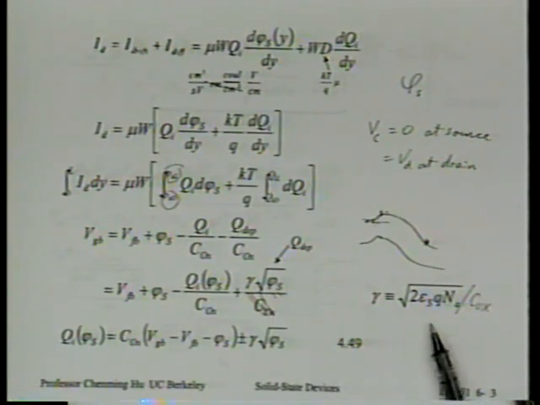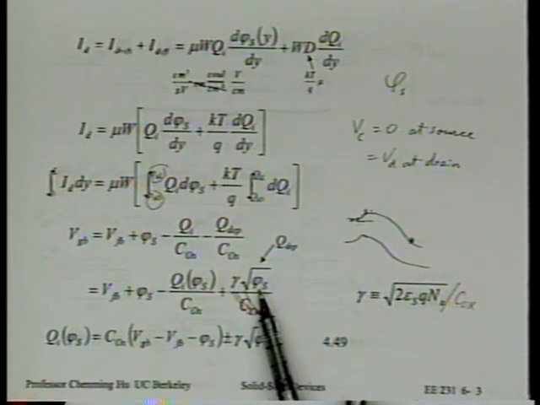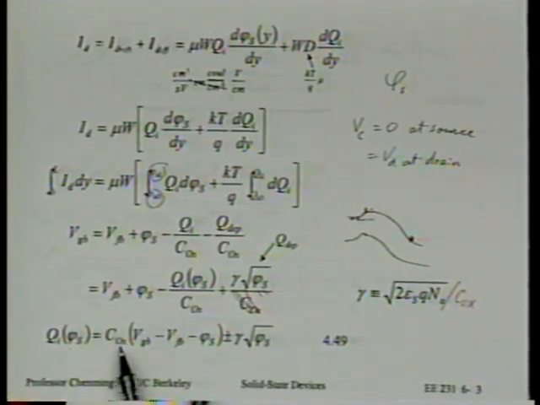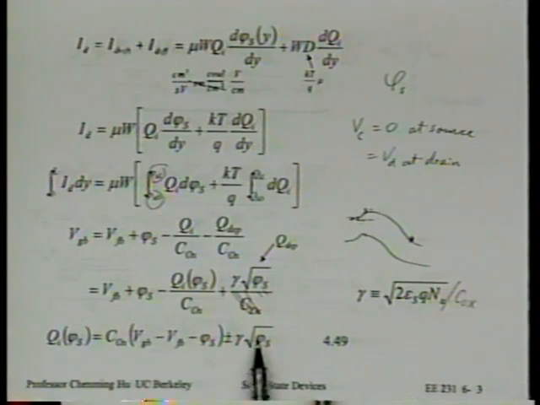Gamma is introduced here just to simplify the mathematics. You see there's the 2 epsilon s Q Na times phi s, divided by C ox, is that right? Okay. So by substituting, we move the Qi term to the left, put everything else on the right-hand side. We got Qi is equal to C ox times VGB minus VFB minus phi s plus gamma square root of phi s. Did I do this right? Yeah, I did this right.